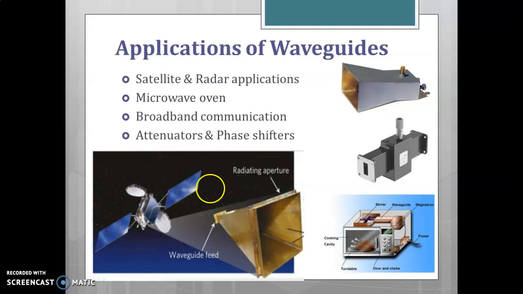And one more application, it is used in microwave ovens. And this figure shows the microwave oven. Here you can see a component called waveguide. So this is acting as a path between the magnetron as well as this cooking chamber. Here this magnetron is a device which is going to generate microwaves. So this waveguide will transfer your microwave from the magnetron to the cooking chamber.